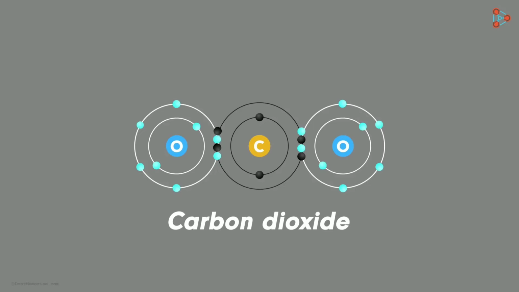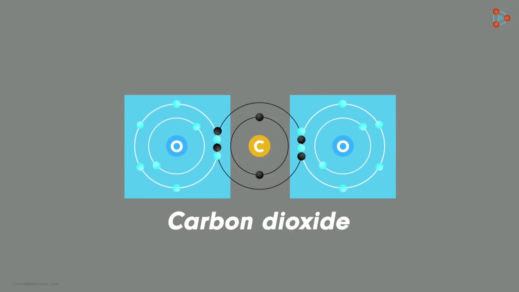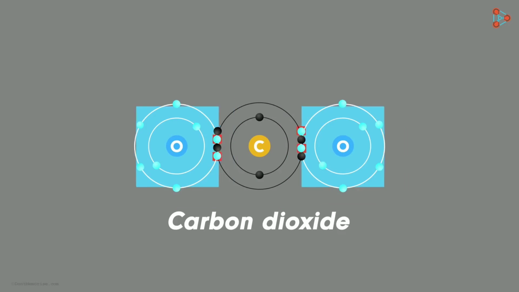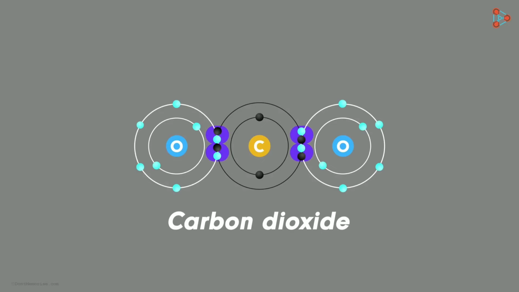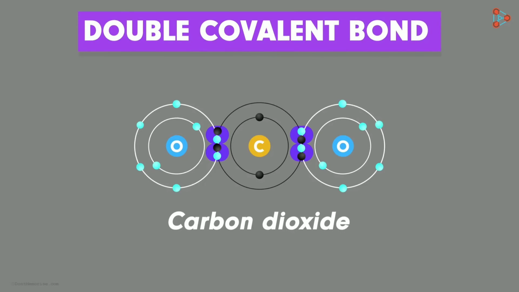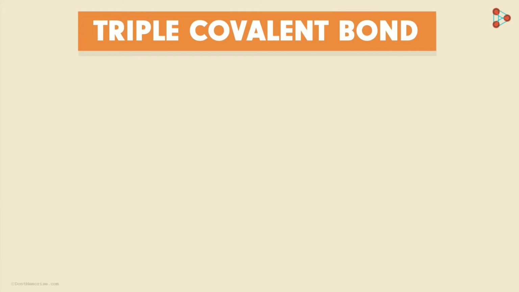But sharing means both the atoms will participate in the bond formation, right? That is why at the same time, each oxygen atom also shares 2 electrons with carbon atom. Such type of sharing enables the atoms to attain stability. Wait a second, did you notice that there are 4 electrons or simply 2 pairs of electrons shared between each oxygen and carbon atom? Yes, and that makes it a double covalent bond, right? Absolutely.